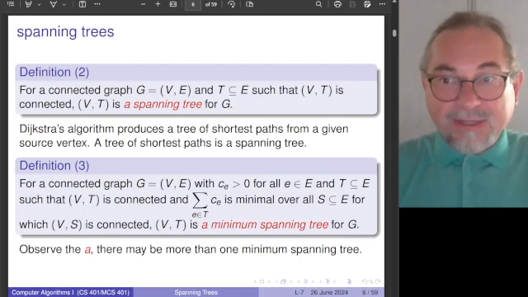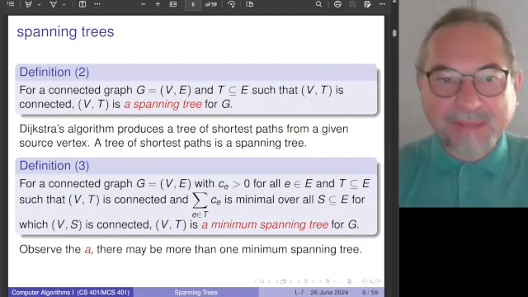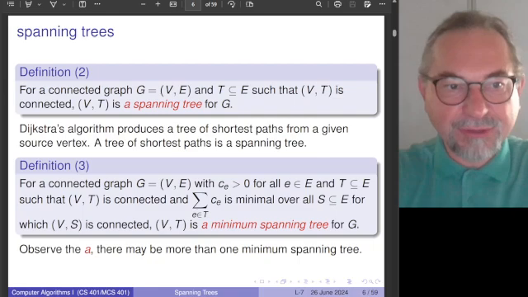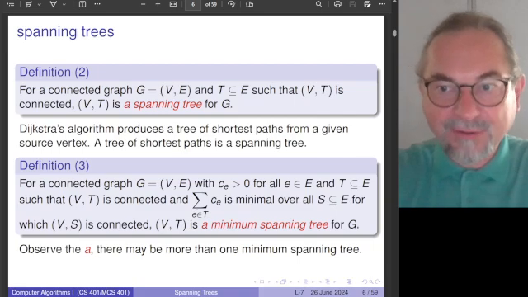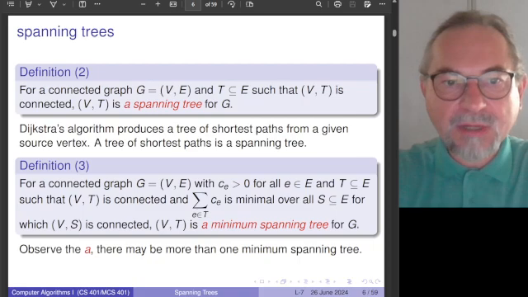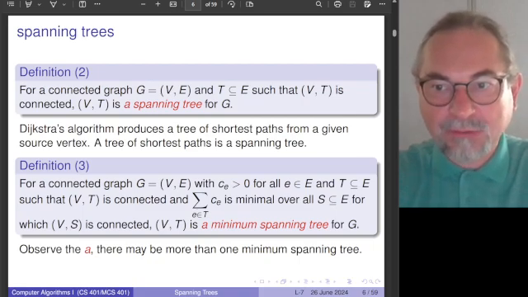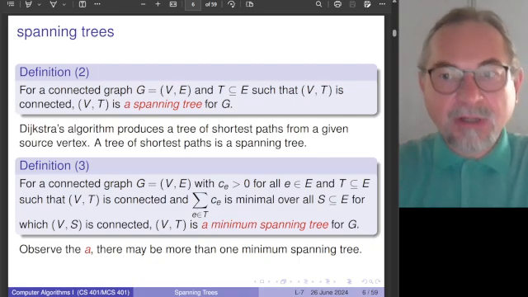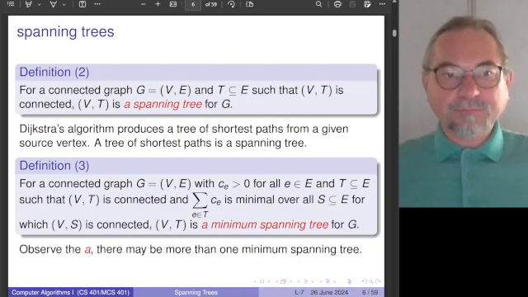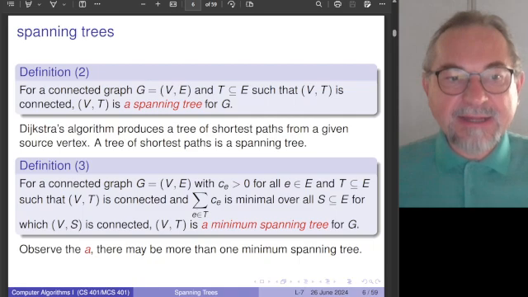Okay, so therefore we can talk about the spanning tree problem, and actually the minimum spanning tree problem. So what is a spanning tree? We already computed the tree of all shortest paths from a given vertex. That was done by Dijkstra's algorithm in the previous lecture. Now, this is also a spanning tree. But we are interested in the minimum spanning tree.